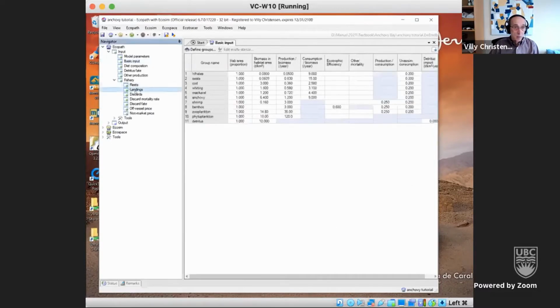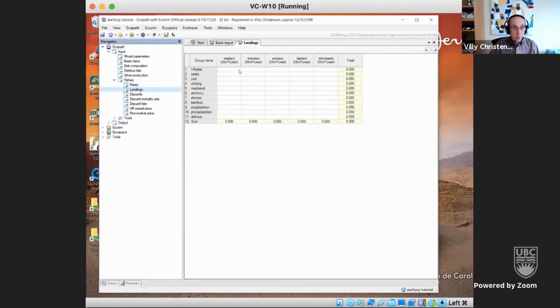Go landings. So the landings here are again in ton per square kilometer, and they are entered by fleet and by species. 0.45, 0.2, getting there, 0.4, 1.2. That's it.